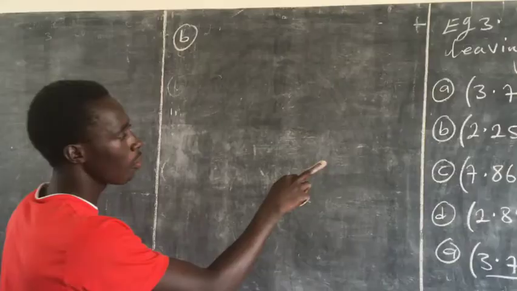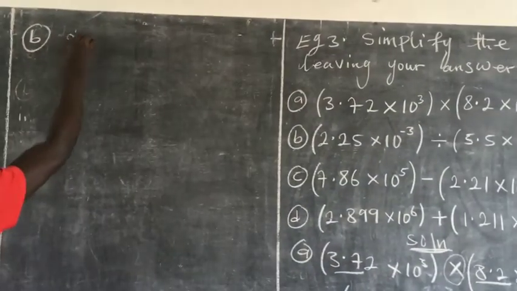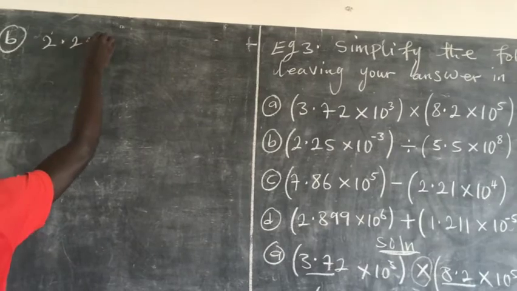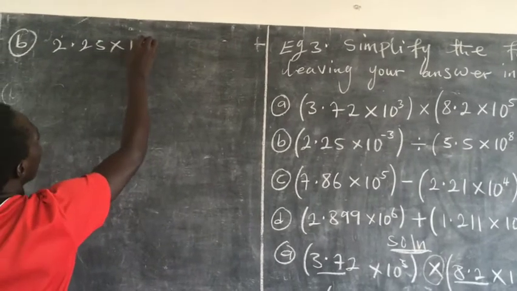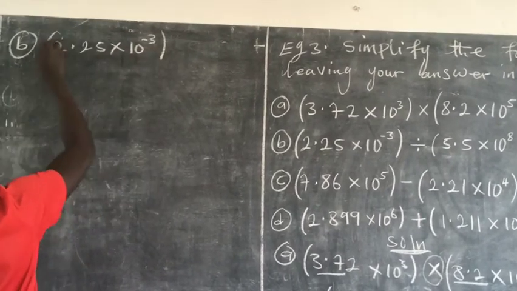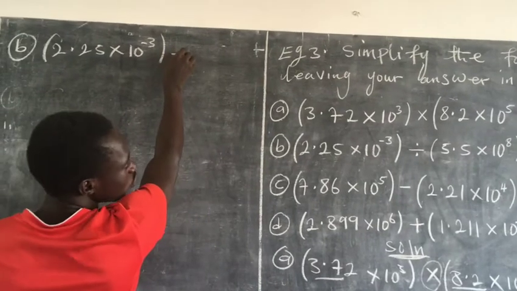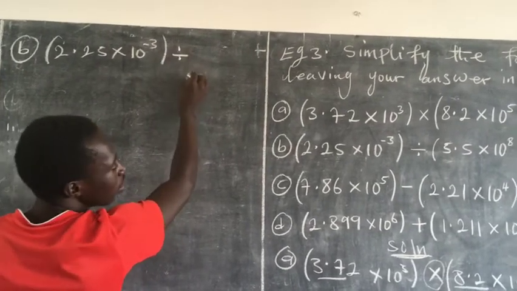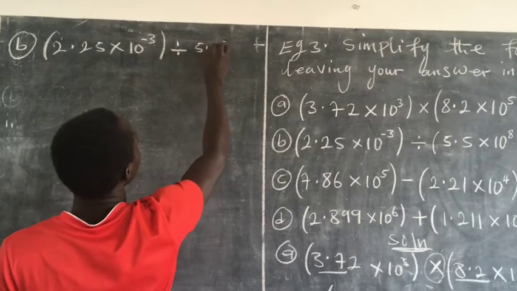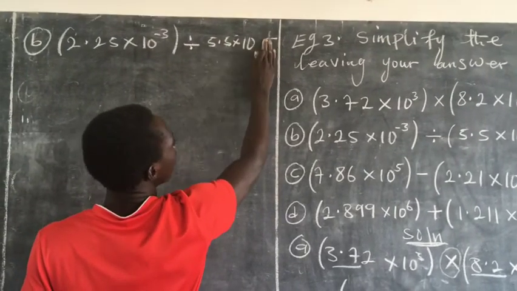So B, we have 2.25 times 10 to the power minus 3 divided by 5.5 times 10 to the power 8.